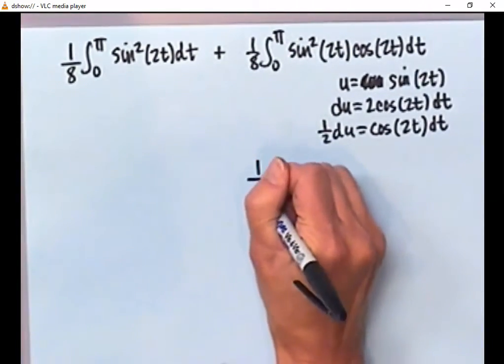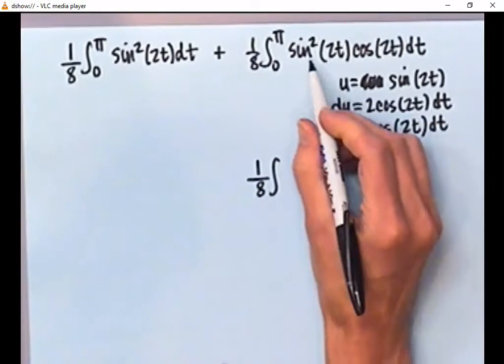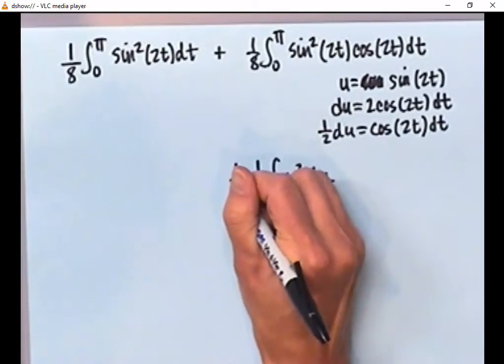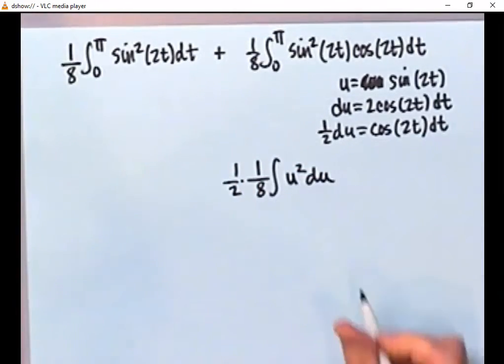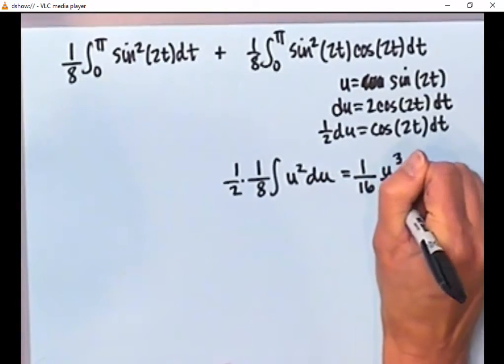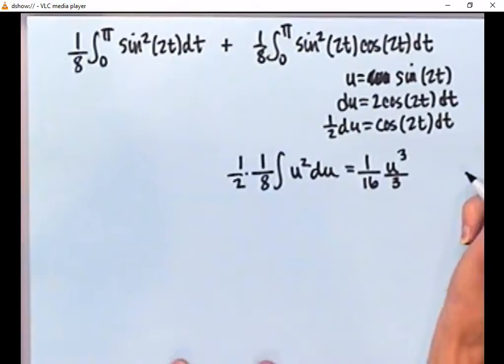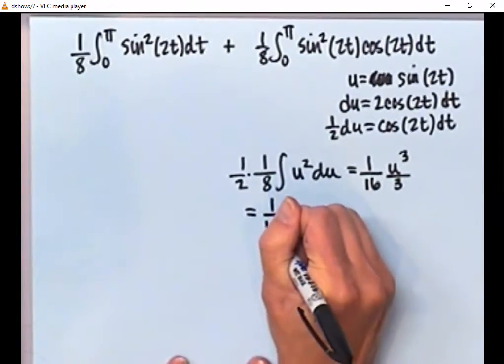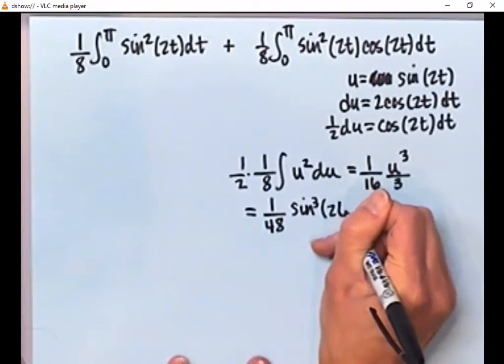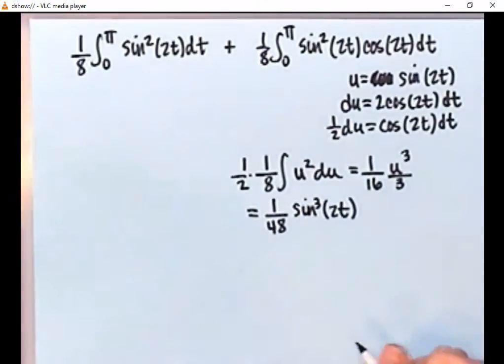So I'll have 1/8 the integral of, there's my u squared, and a du, and I'll need another 1/2 out front. So I'll basically end up with 1/16 u to the third over 3. That looks crazy. 1/48 sine cubed of 2t. Okay, and I will go ahead and put the limits here in a minute. I'll wait until I get the other piece and apply it to both of them.